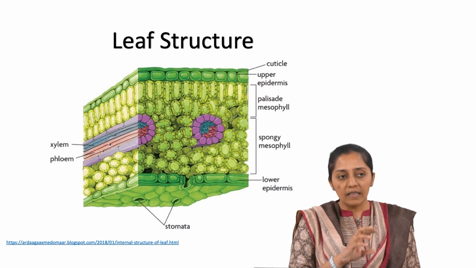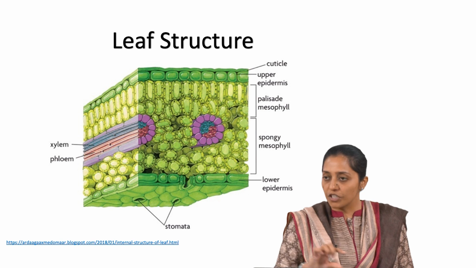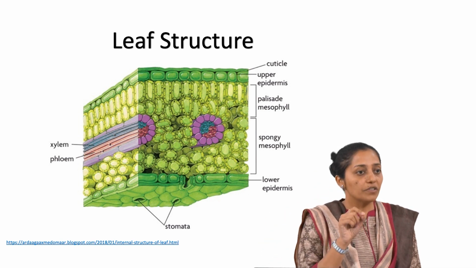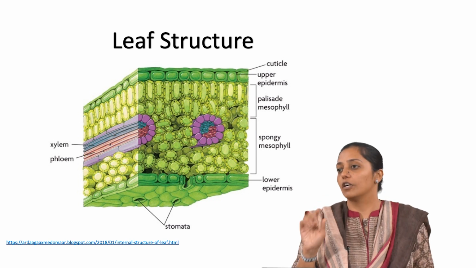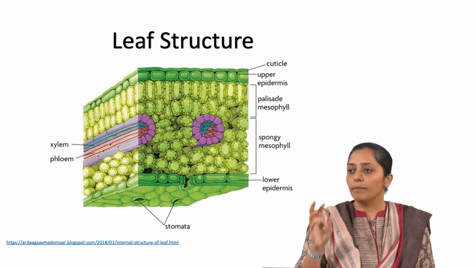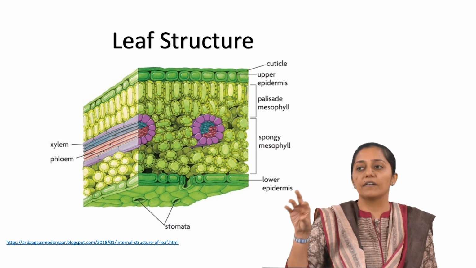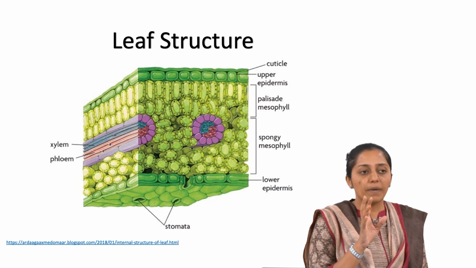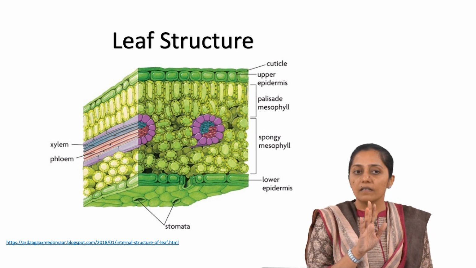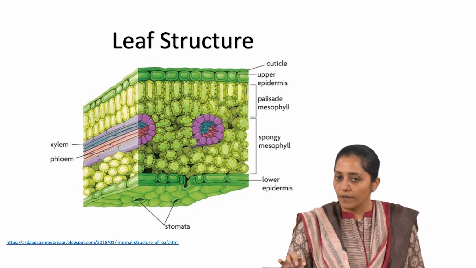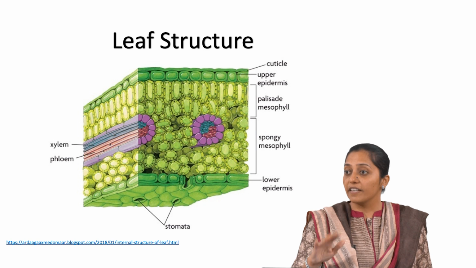Now, in this spongy mesophyll, there is an area where you see the veins. These veins are made up of vascular tissue, the xylem and the phloem. Near the xylem and the phloem, the adjacent region of cells is called the bundle sheath cells. These are again modified parenchyma cells. These bundle sheath cells are the site for the dark reactions, where the carbohydrates get formed.